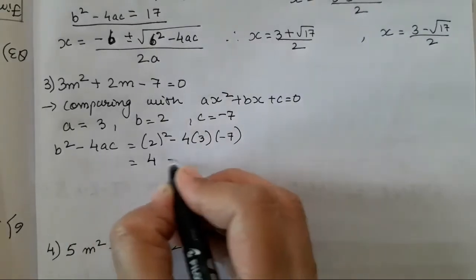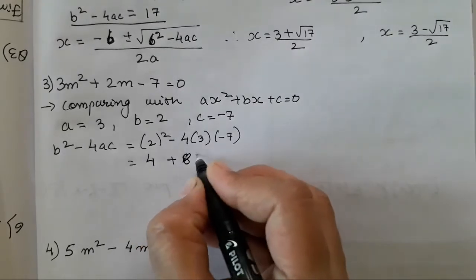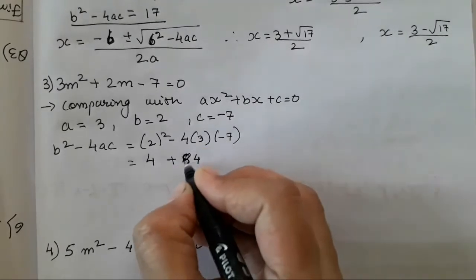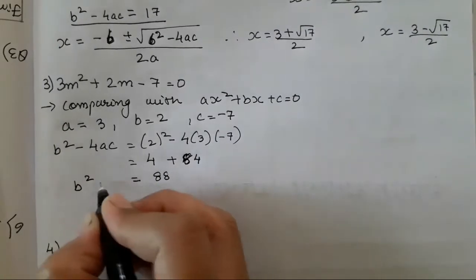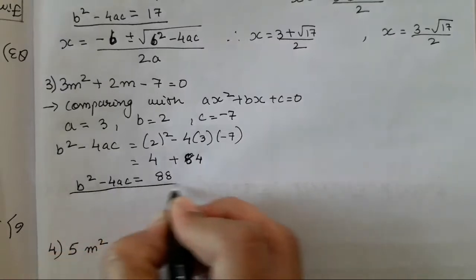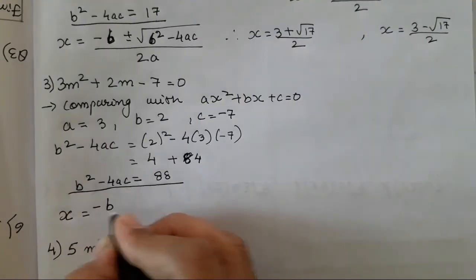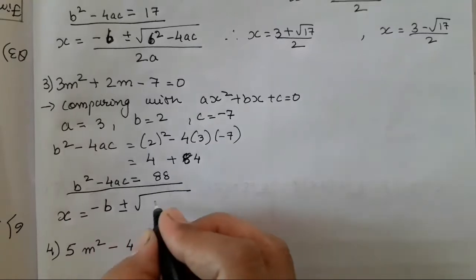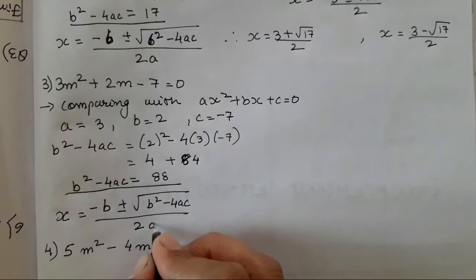The answer is going to be 4. 4 3s are 12. 12 7s are 84. Minus and minus will change to plus. So this is going to be 88. So b square minus 4ac is how much? 88. Now the main formula, that is minus b plus and minus root of b square minus 4ac upon 2a.